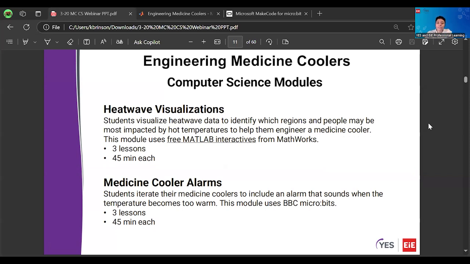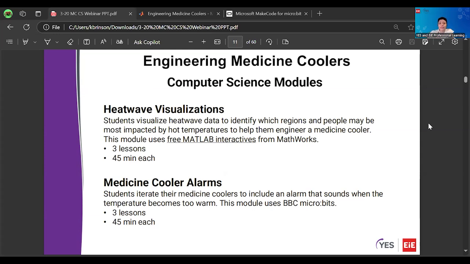Just so you know, our CS modules for YES, Youth Engineering Solutions, really have to be paired with the engineering unit, and some of our older EIE units could be done separately, but these modules really accompany the engineering really well. So for example, the medicine cooler alarms, which uses microbits, which are little mini computers, are specifically made to design an alarm for the medicine cooler. So if you didn't do the engineering, it's a little less fun and plugged in for students in the same way.